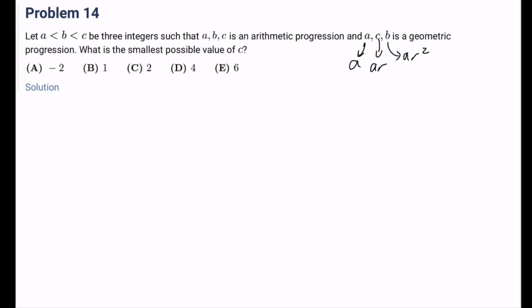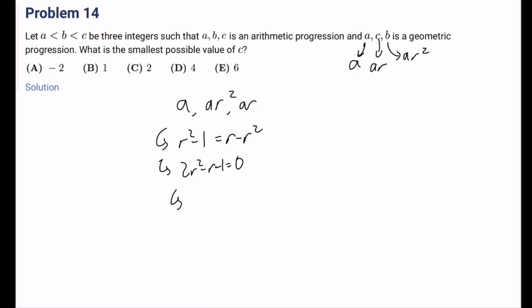So if that's the case, then ABC has to be an arithmetic progression. That means it has to be AR squared, and then AR, like that. So since their differences have to be equal, this gives us that R squared minus 1 is equal to R minus R squared. So this gives us that 2R squared minus R minus 1 equals 0. And so this can give us that R can equal minus 1 over 2 or 1.